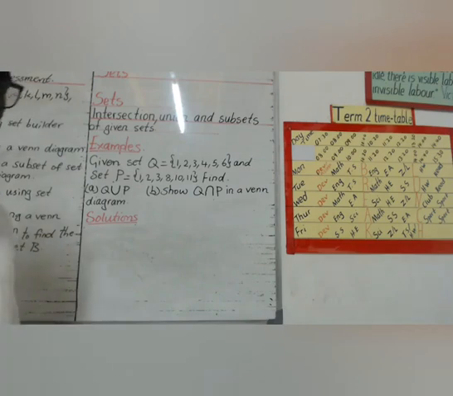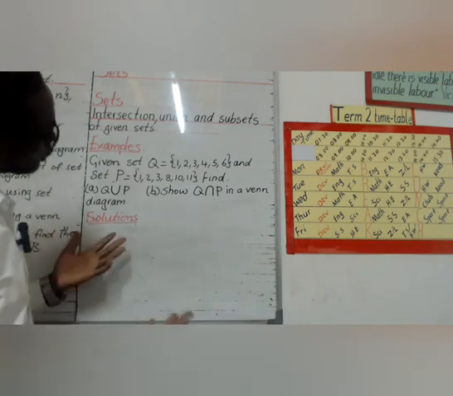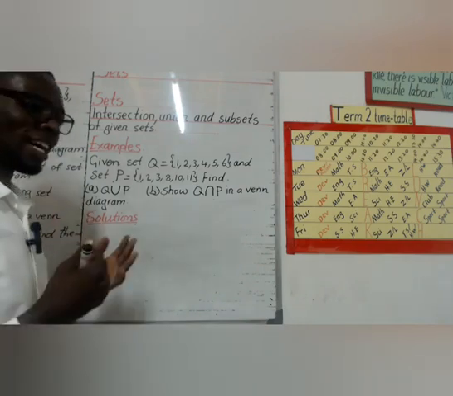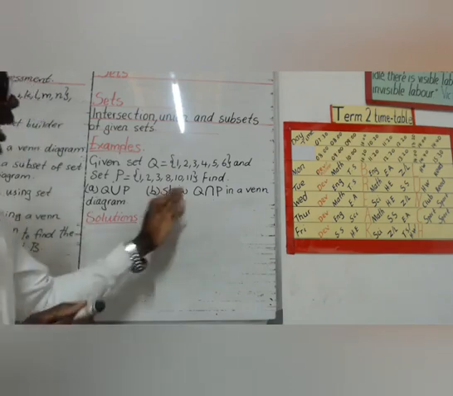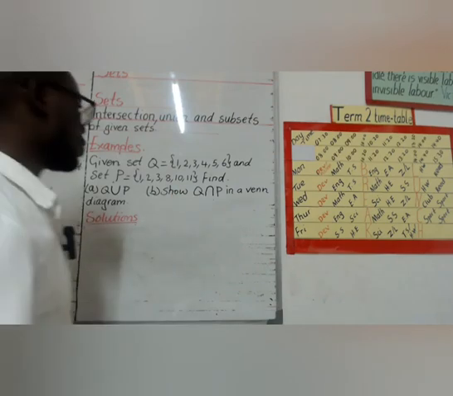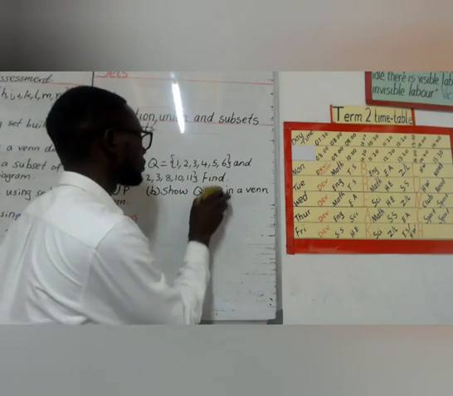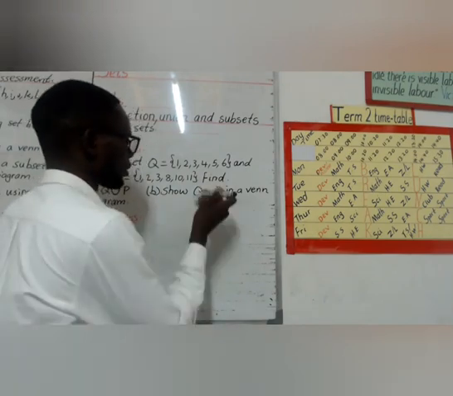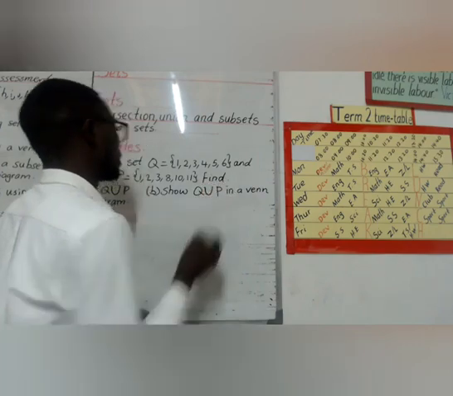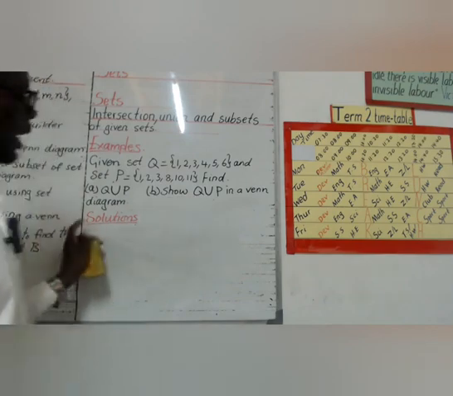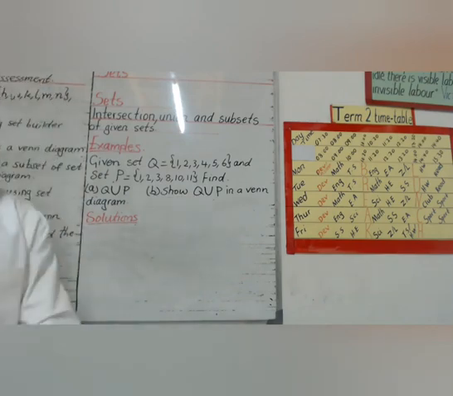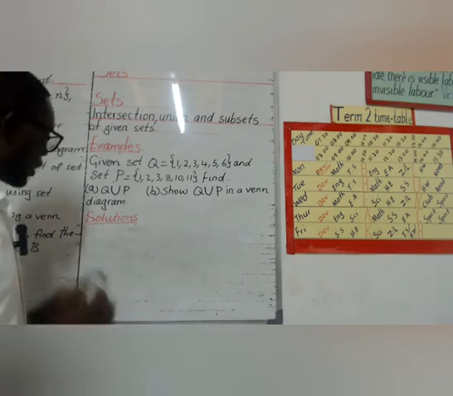Here we go. Same issues. So with this one now, we want to look at the union Q union P, and show Q union P in a Venn diagram. Okay. So here we go.